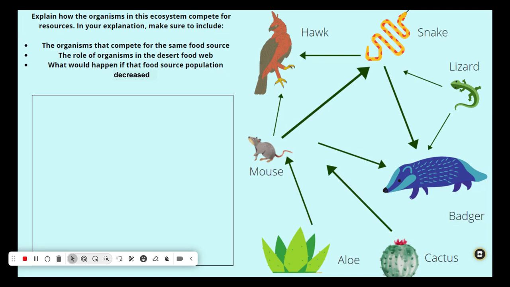What would happen if that food source started to decrease? Okay, so you're talking about what are they fighting over. What if that went away? What if that started to decrease? What would happen? Okay, so hopefully that helps.